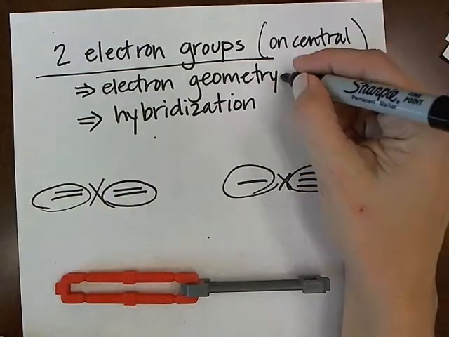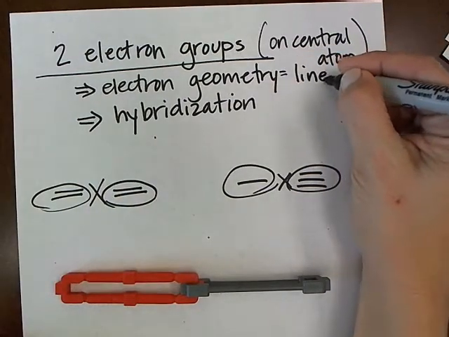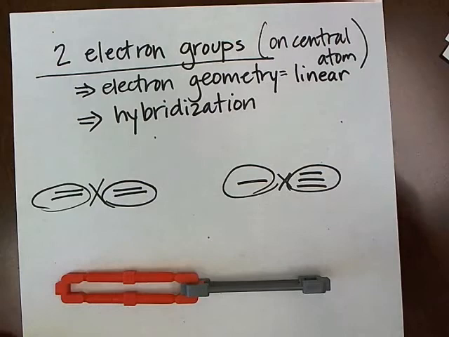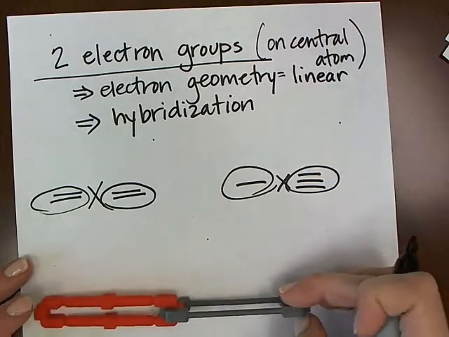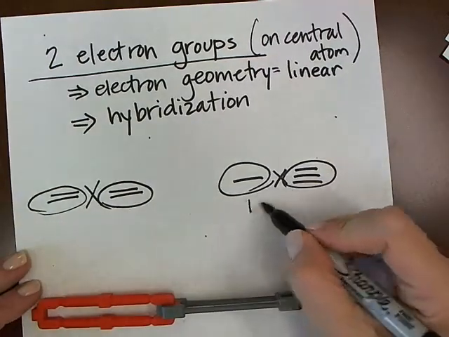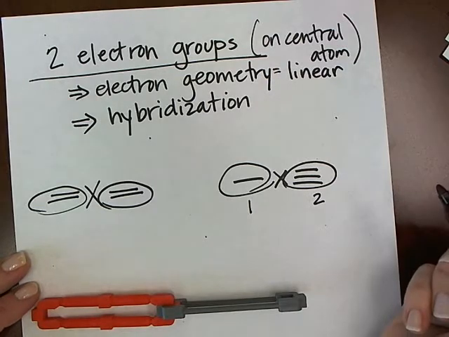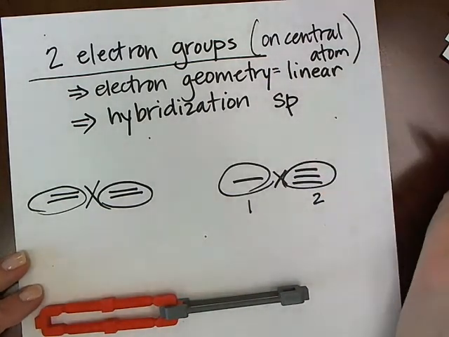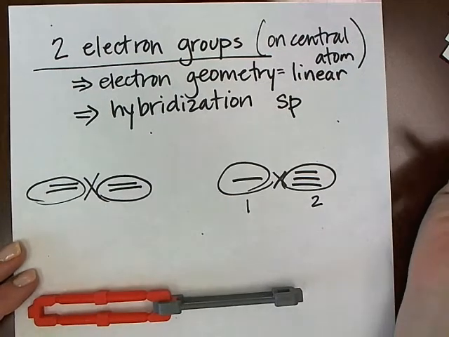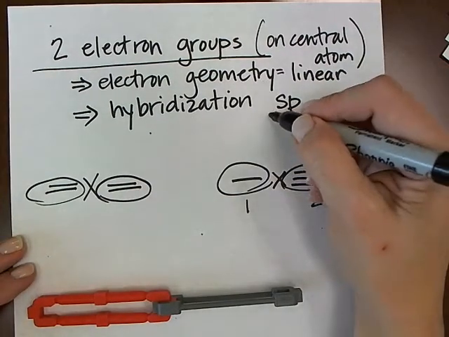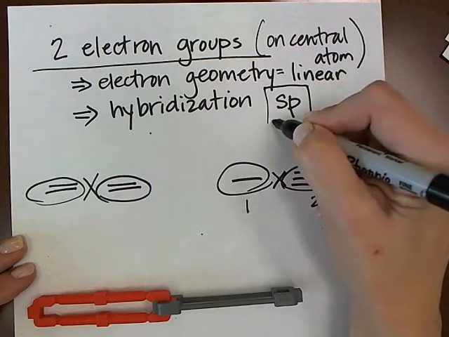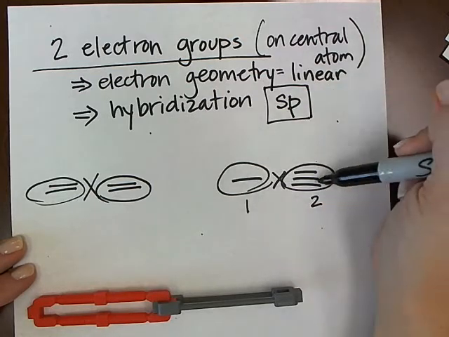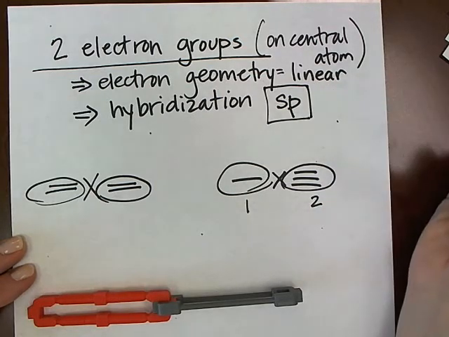And that means the electron geometry is going to be linear in both of these cases, and the hybridization can be counted like this. 1, 2 is the number of bonds we need to make, so the hybridization will be 1, 2 orbitals will be involved. So the hybridization for all molecules on the central atom that have two electron groups attached is sp hybridization.